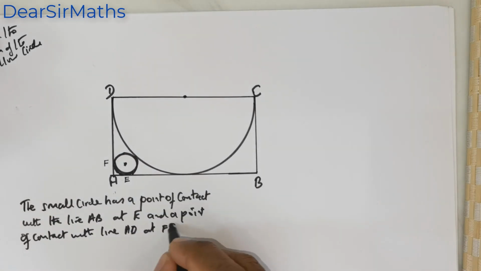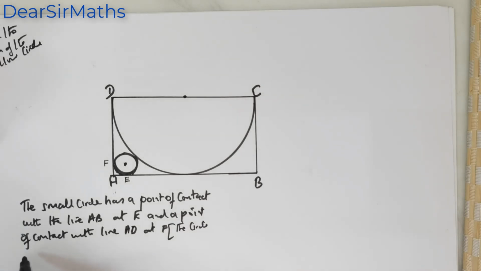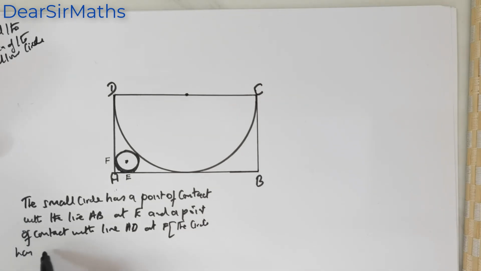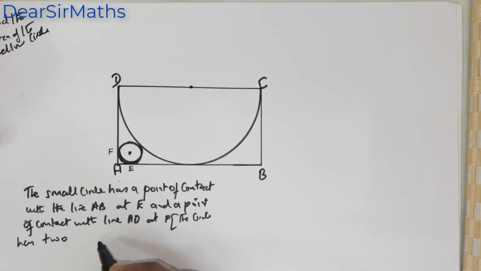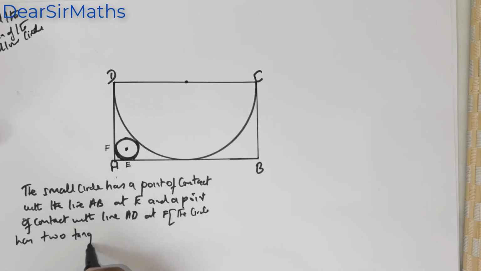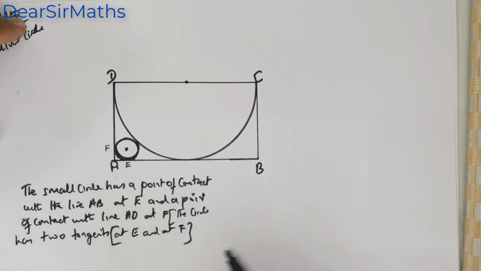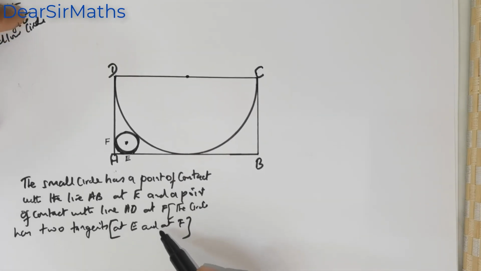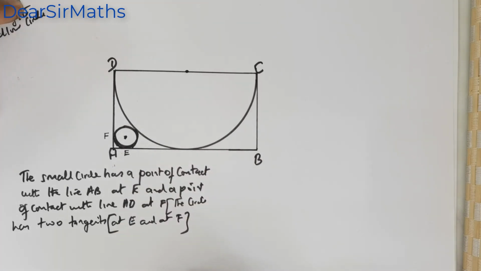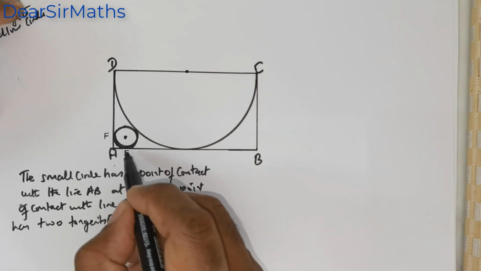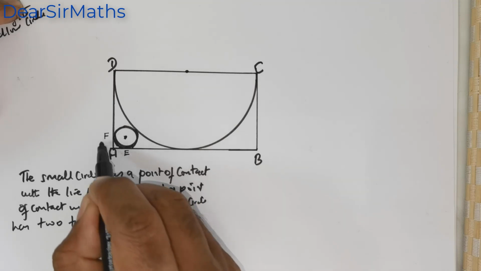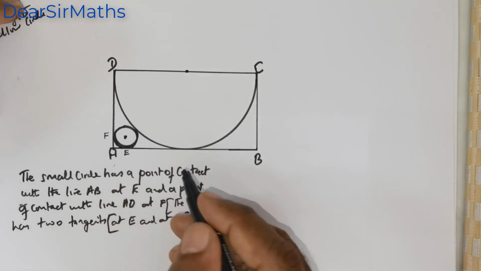So that would mean the circle has two tangents at E and at F. Now why am I specifying this? Just to bring an air of clarity to the figure. So there is just one point of contact at E and another point of contact at F.